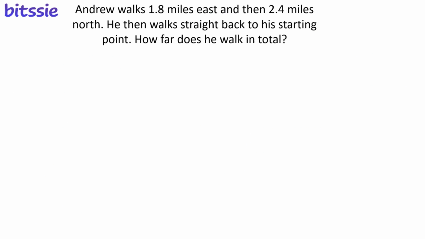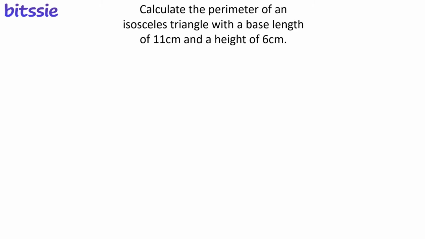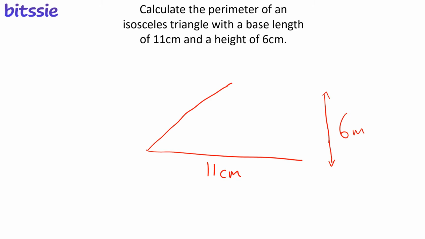Now on to question 3. Calculate the perimeter of an isosceles triangle with a base length of 11 centimeters and a height of 6 centimeters. As per usual, when we don't have a triangle given, it's always best to sketch it out. So here's our base length, 11 centimeters, and let's say our height is 6 centimeters. And these two sides are equal in length.